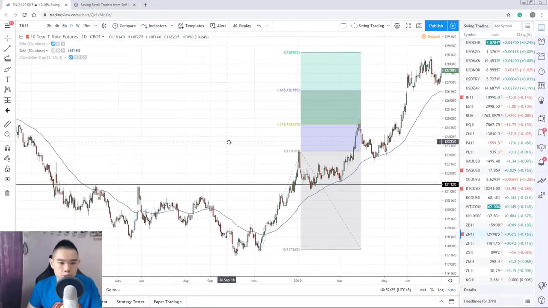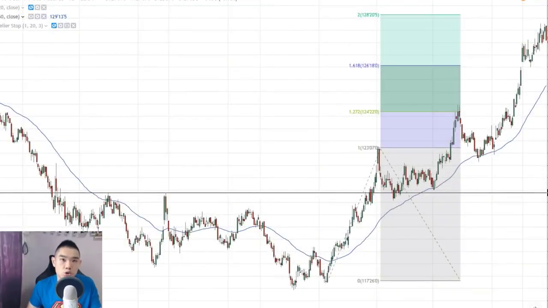So once you've done it, you'll notice that there are 3 levels: the 127, the 162, and the 2.0. Let me explain how these numbers come about. This tool calculates the distance from this swing low to swing high. Let's say this distance is, in layman's terms, 10 cm. You can call this dollars, units, whatever, but let's put it as 10 cm so you know what it means.